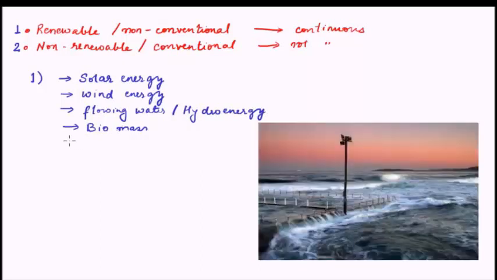Then we have tidal energy. What is tidal energy? Tidal energy basically refers to the energy of tides. What are tides? Tide is an effect of the effective gravitational pull of the sun and the moon, which results in the height of water level in the oceans to rise during high tide and to fall during low tide. And this continuous rising and falling of water level can be utilized to extract energy. And this is a continuous process which happens after every periodic period of time. Therefore, it is a renewable source of energy.